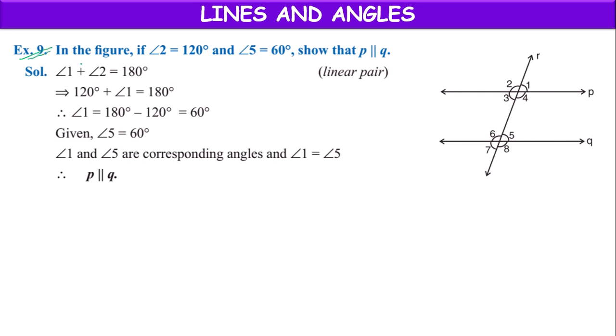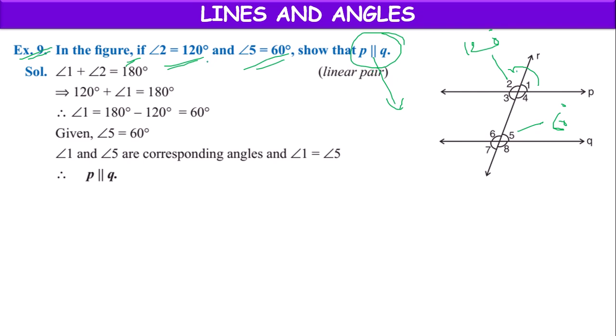Next, example 9. In the figure, if angle 2 equal to 120 degrees and angle 5 equal to 60 degrees, show that P is parallel to Q.